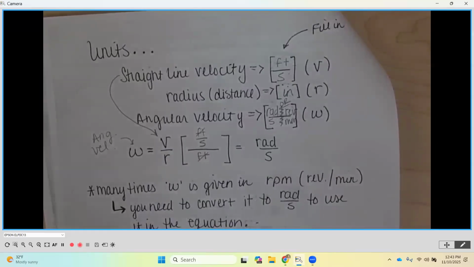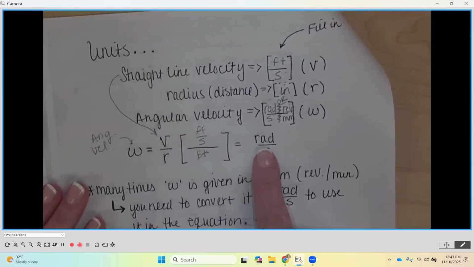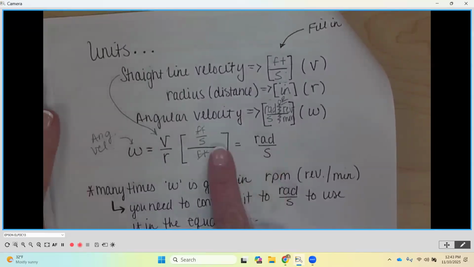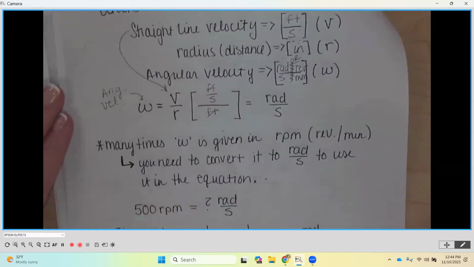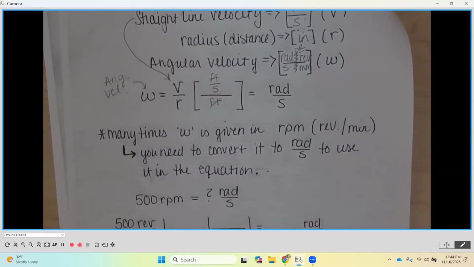But what magically appears, do you guys remember this? Radians. And it's because we are doing angular velocity or rotational speed here. So radians magically appear, I say. So when it's nothing per unit of time, it's radians per second. Radians per second. Now, many times W is going to be given to us in RPM.